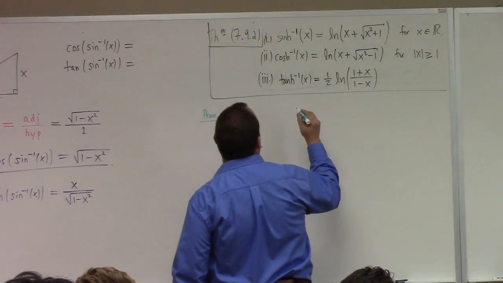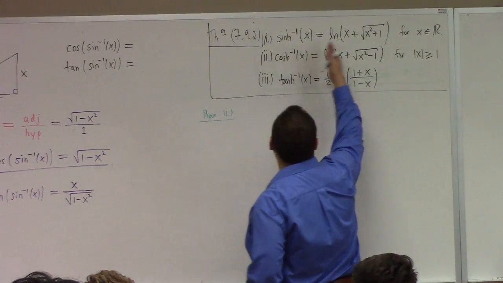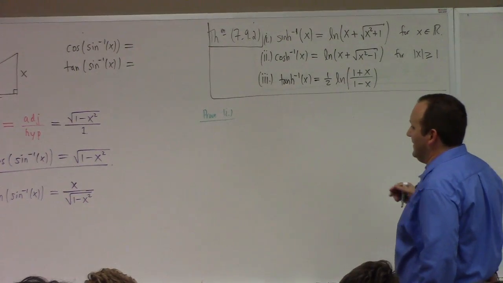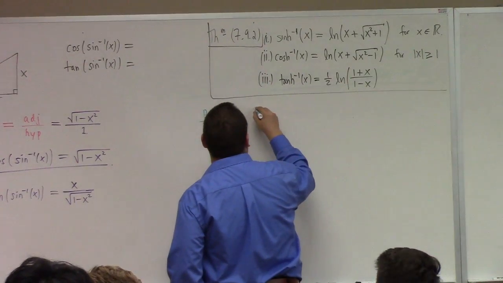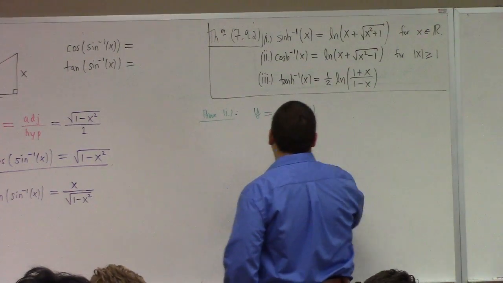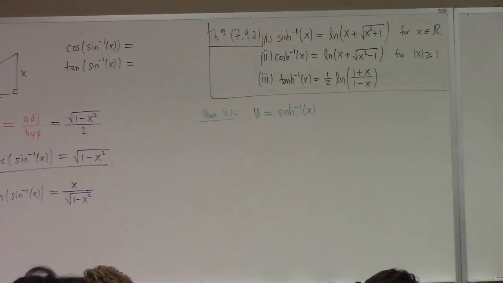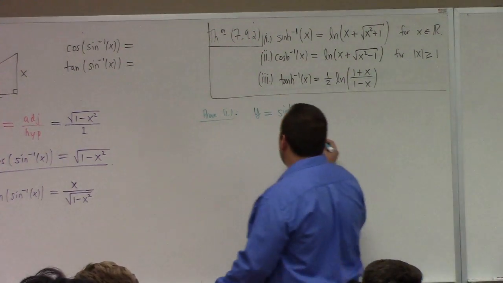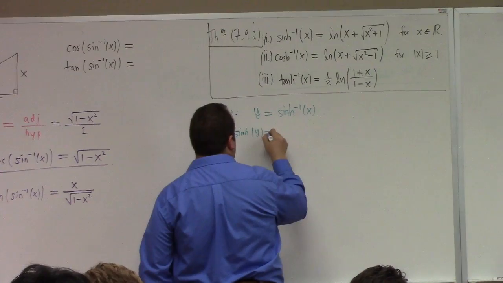So we're trying to understand this identity. We're trying to connect the hyperbolic sine to the logarithm. I think a good starting point would be to let y equal the inverse hyperbolic sine of x. We're basically trying to show that y is equal to the natural log of that stuff. So the next thing I would do is take the sinh of both sides. The hyperbolic sine of y is equal to x.